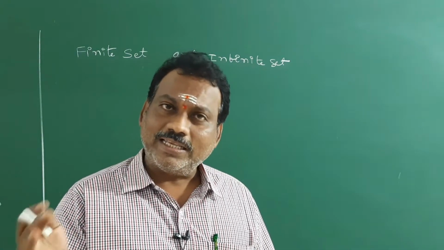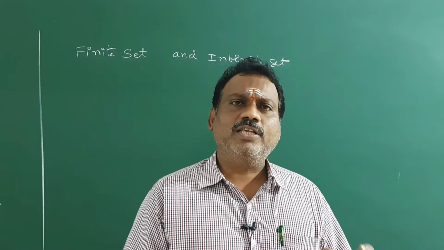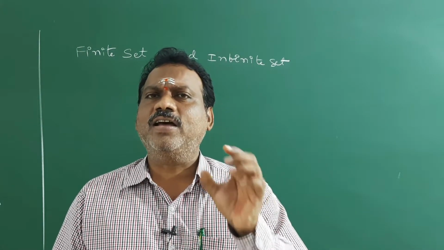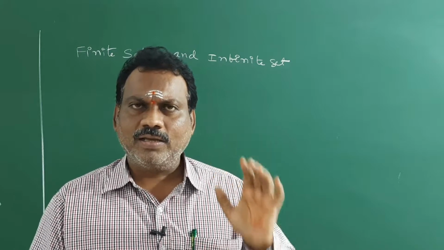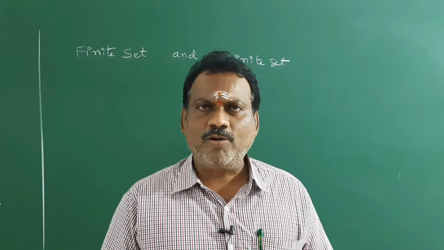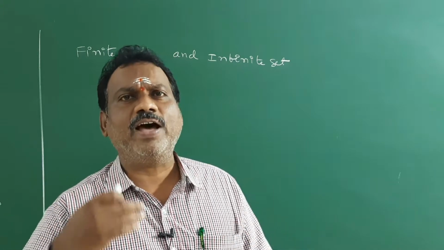So, less than 10, less than 100, less than 1000, if they are given, these are all finite sets. Why? Because a set contains a definite number of elements. If I am asking, set of natural numbers, how many are there? We don't know that. That's why this is called an infinite set.